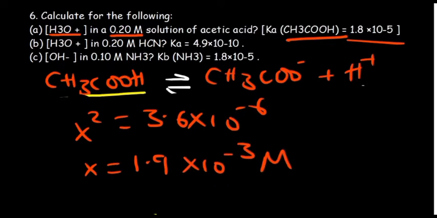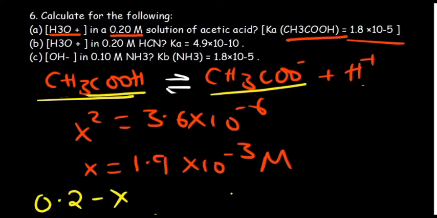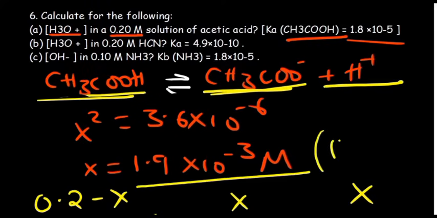So remember, what did we have at equilibrium? For the acetic acid, we had 0.2 minus x. Then for the acetate ion, we had x, and x there. So we've already found the concentrations of the acetate ion and what? The hydronium ion. So what we've found there is our value of the hydronium ion concentration. And that's how you go about it.